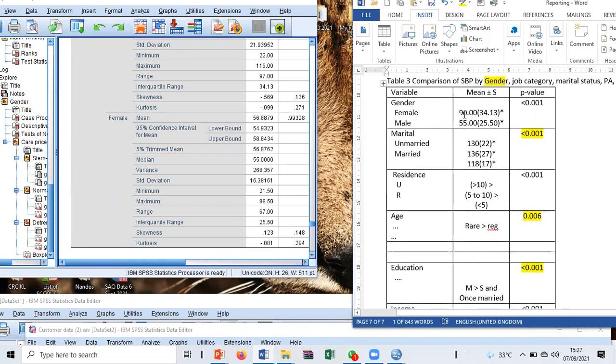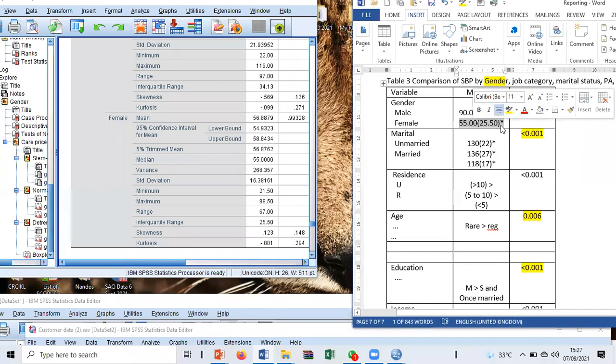That's how you address this. So now, who's higher, male or female? Male is higher, female is lower. Factors associated, gender significant, yes. How? The car price among the male is higher compared to the female. So similarly, do the rest.